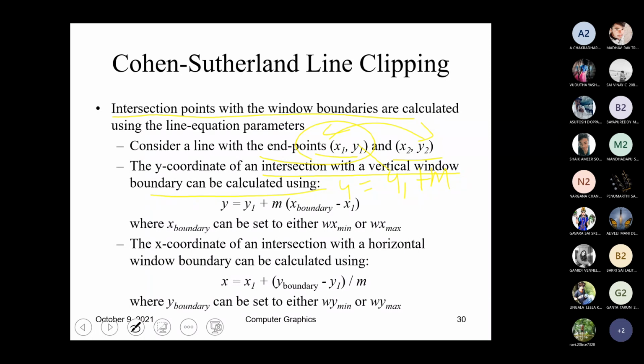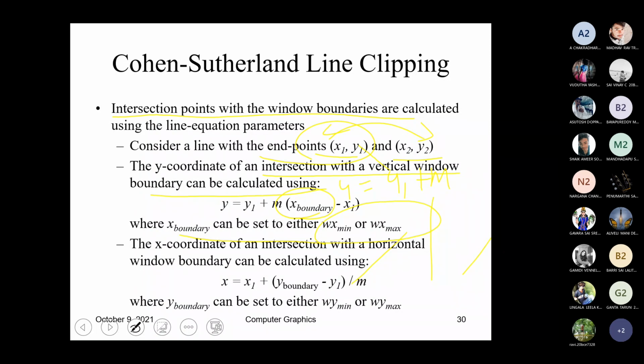And again you can find out the x boundary, minus x1, or the coordinate value where the boundary will be; that corresponding boundary value you should take. The x boundary can be set to either x min or x max. Clear? Maximum or minimum value depends upon the line. If the line is on this side, then we take x min. If the line is on this side, then you take x max.